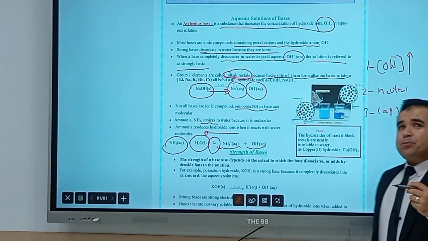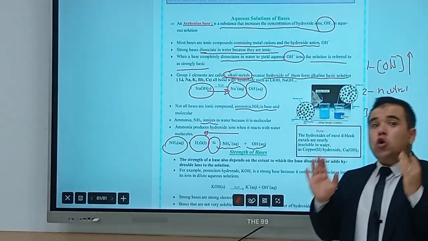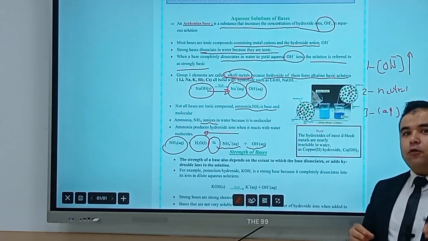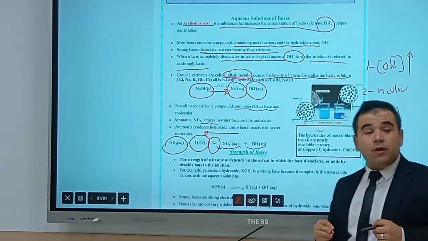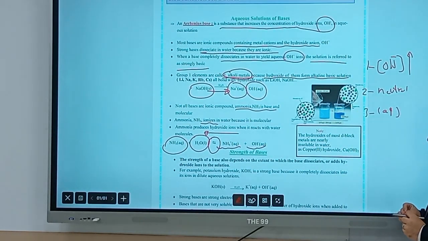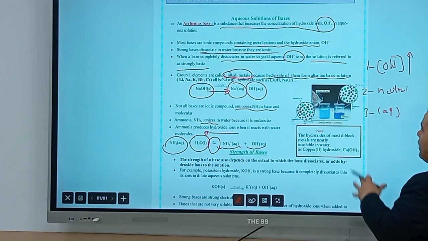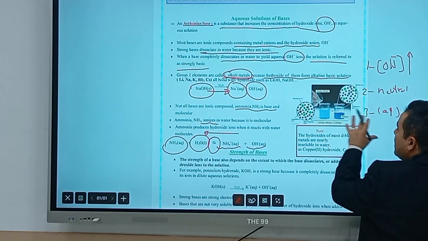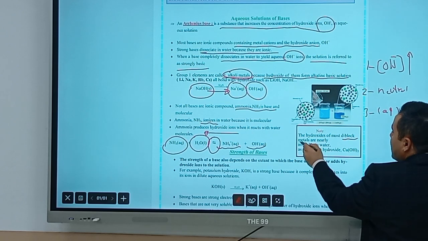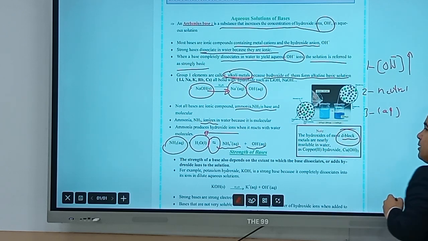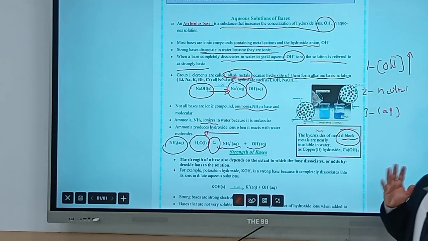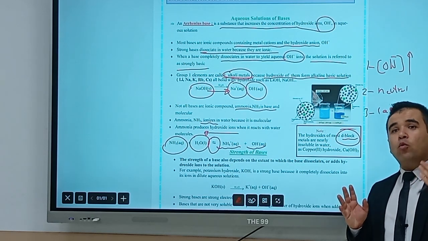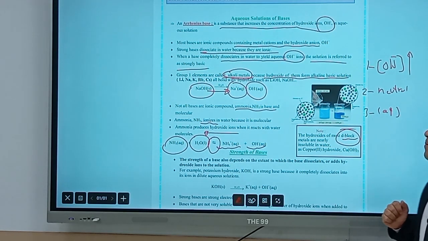So guys, for the strong acids and strong bases, the favorite direction is forward. For the weak acids and weak bases, the favorite direction is reverse. Here we have a group of compounds which we call the d-block metal hydroxides. The d-block metal hydroxides are ionic compounds, ionic bases, but they are weak bases.